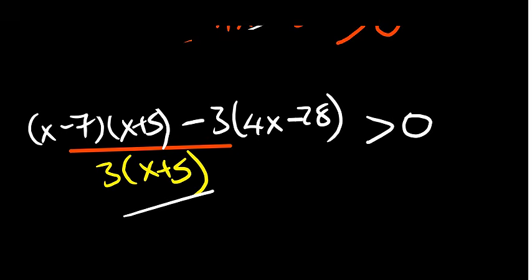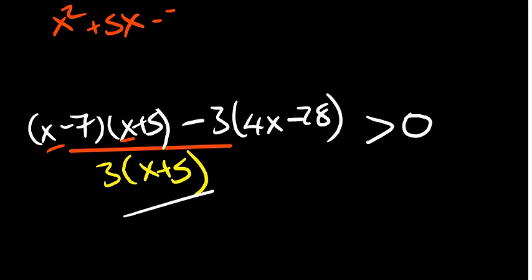Let's try to move on. We see where we're getting now. So let's try to simplify now. If you look at that, x multiplied by x is x squared. x multiplied by 5 is 5x. Negative 7 multiplied by x is minus 7x. Minus 7 multiplied by 5 is minus 35.